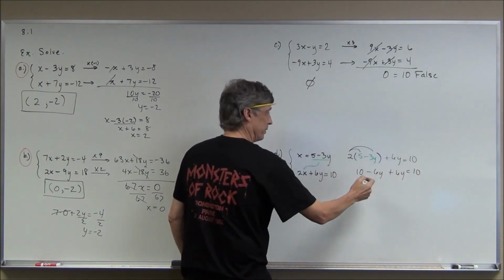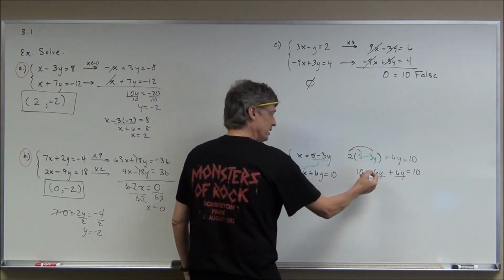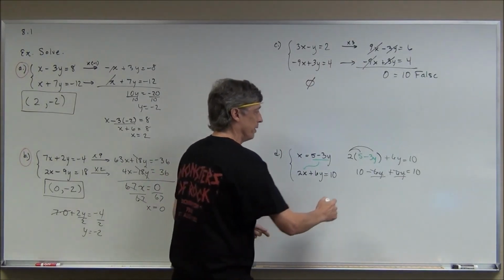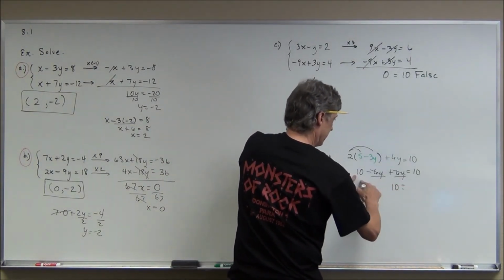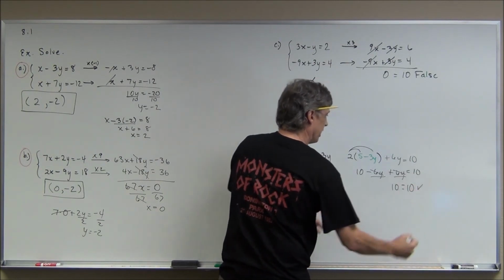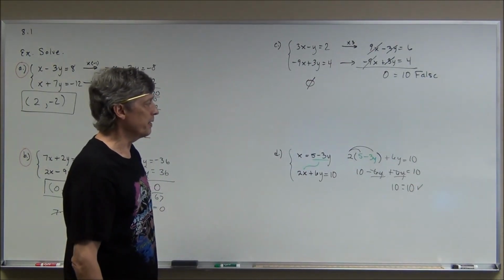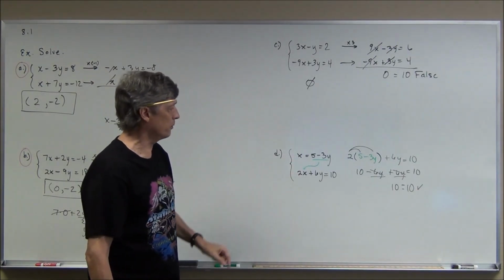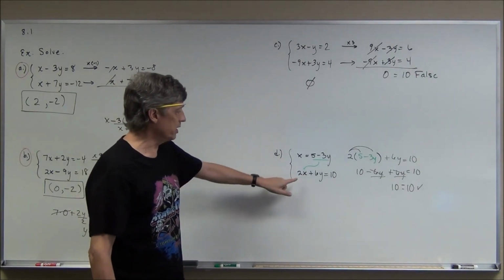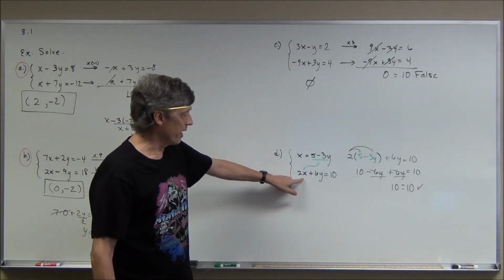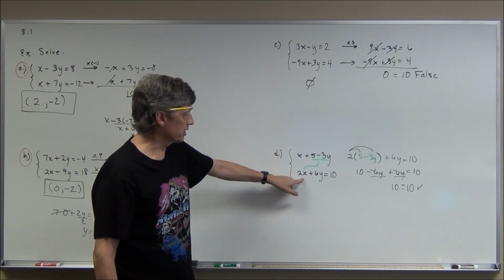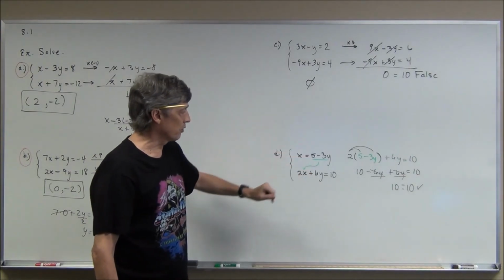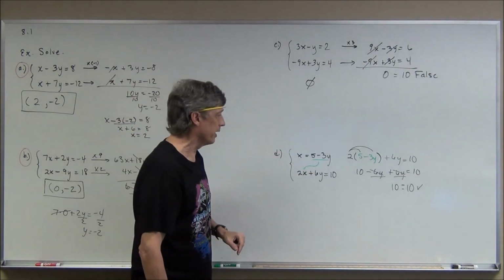You'll notice there are no x's, but you'll also hopefully notice that the y's cancel out as well, like what happened up here. Both variables disappear, but this time 10 on the left and 10 on the right. This is a true statement. That means that every point on the line is a solution because these two equations represent the same line. If you were to take this equation, divide through by 2, and then isolate the x on the left side, it would be identical to that. So since both equations represent the same line, every point on the line is a solution.